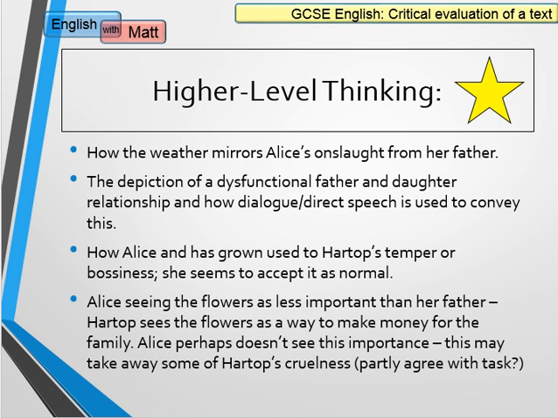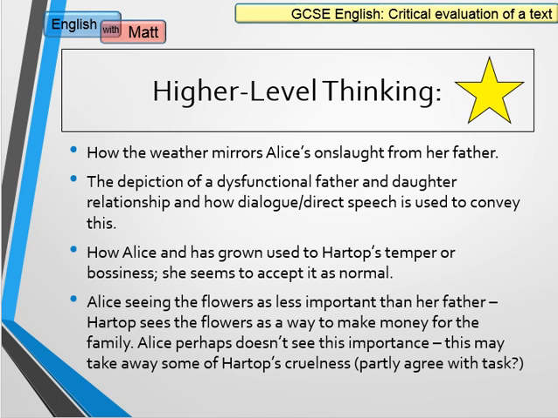You could also say that Alice has grown used to her father's anger and his bossiness. She seems to accept it as normal. Maybe it doesn't affect her at all. She just kind of says whatever and just gets on with it because it's easier than putting up a fuss. Maybe she's genuinely frightened of him. Who knows? That's for you to decide yourself.